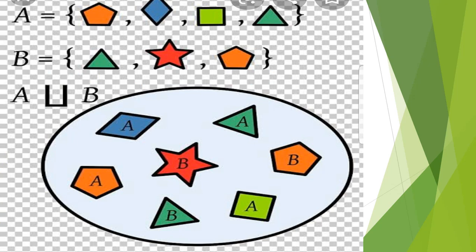How are we going to do the union? We have just put all these shapes in a single set. In union, you will unite the 2 sets. That's why we call it union. You are putting the elements of 2 sets in a single set. That is called union. Now come to the next one.